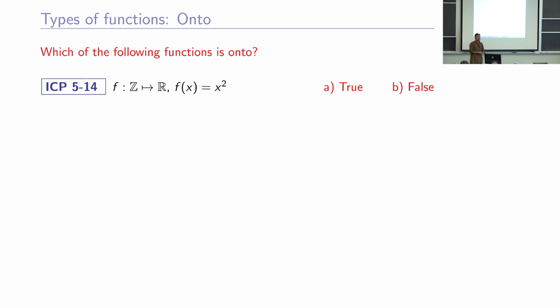Is this true? No. Is this function onto? No, right? Why is this function not onto? You give me one example. So what about -1? Yes, what does pre-image mean? There is no integer whose square is equal to -1. That's what you want to say, right? There is no integer whose square is equal to -1.